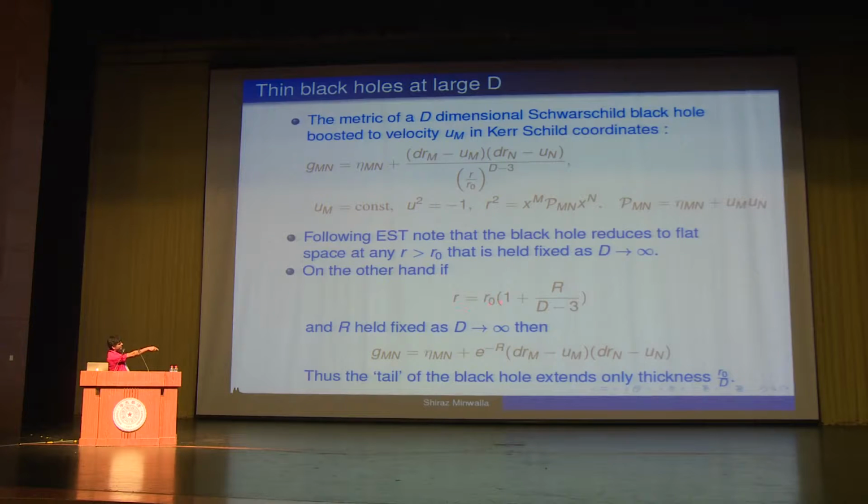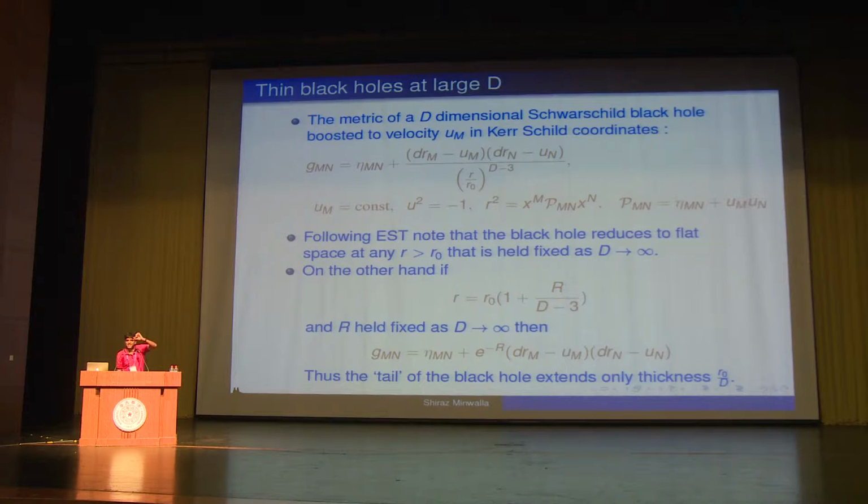On the other hand, if you do something a little more clever, that is, you take r to be r naught into 1 plus capital R divided by d minus 3, hold capital R fixed, and then take d to infinity, then you can easily check that this quantity doesn't go to 0, but just becomes e to the power minus capital R. So in this limit, the metric of the black hole is flat space plus a tail. This tail goes to 0 as capital R goes to infinity.